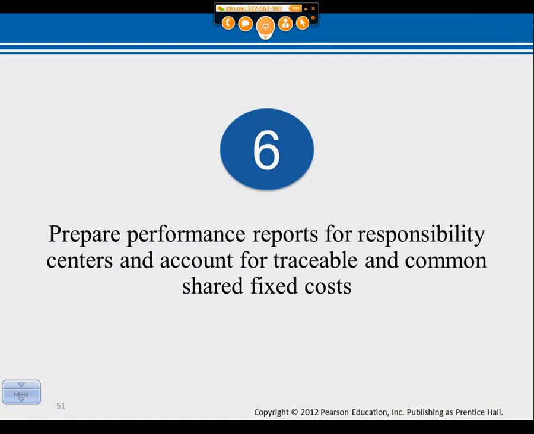So number 6, prepare performance reports. Yeah, let's do 6. Let's do it quickly.